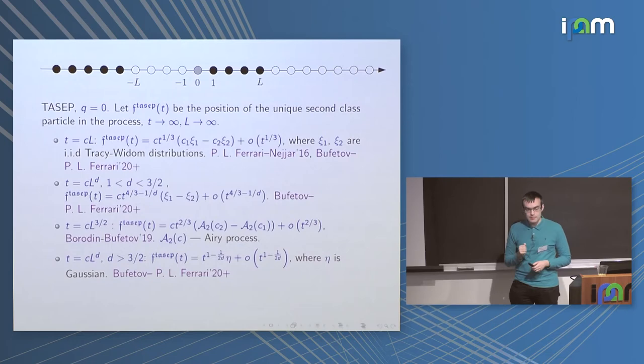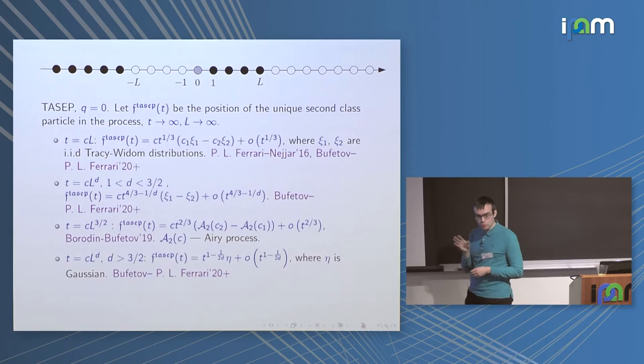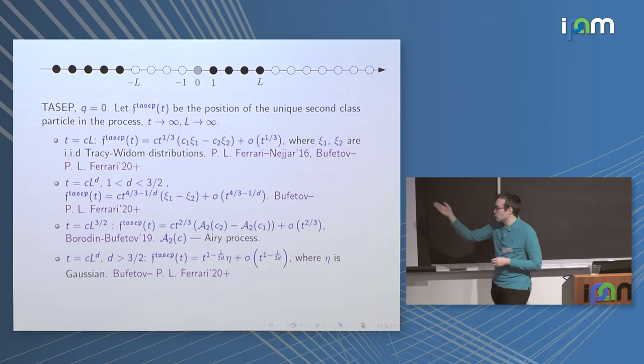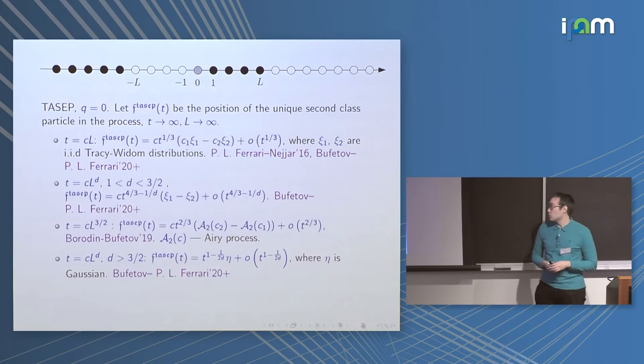So this is more of a fluctuation question. The position of the second class particle is not about the hydrodynamical limit. It's more about fluctuations around this hydrodynamical limit. So the hydrodynamical limit is not enough for this sort of question. This distribution lives on the level of fluctuations, which is visible from the Tracy-Widom appearance. But it's a choice of which characteristic it chooses.